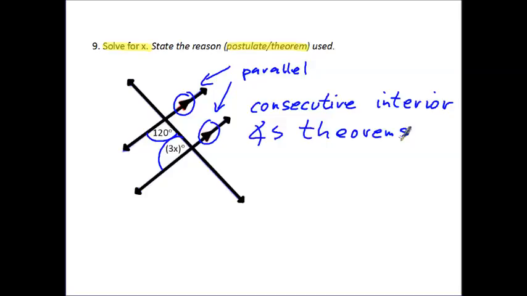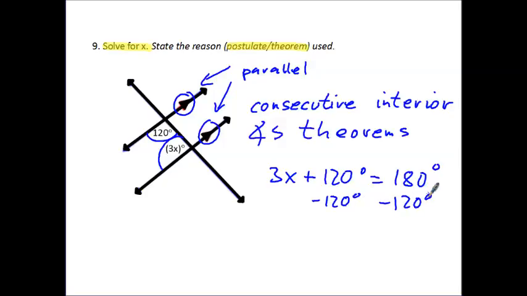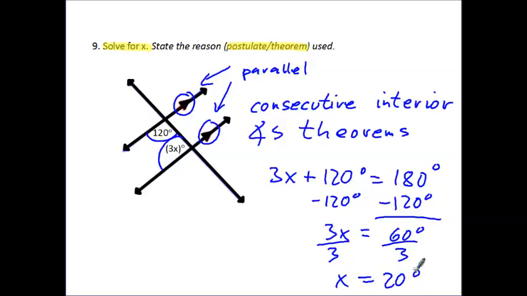And the consecutive interior angle theorem tells us that the two angles together have to add up to 180 degrees. They are supplementary. Well, then let's take those two angles, add them up together. One has a measurement of 3x and the other one has a measurement of 120 degrees. Together they have a measurement of 180 degrees. And now we're solving a two-step equation, you guys. Minus 120 degrees on both sides gives us 3x is equal to 60 degrees. Divide by 3 tells us x is equal to 20 degrees.